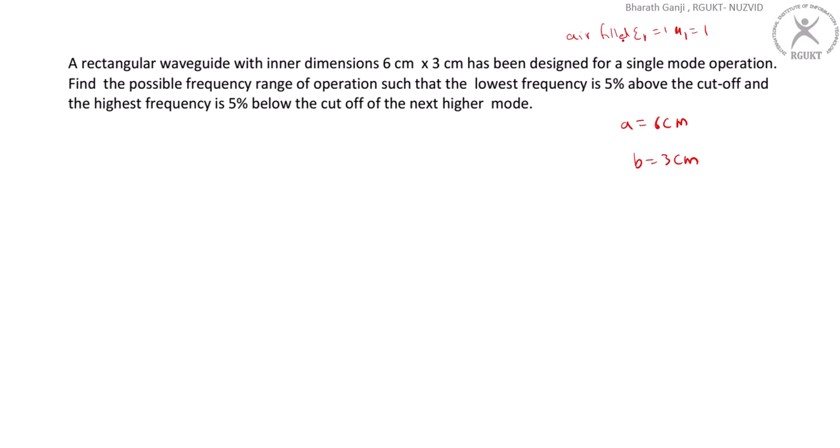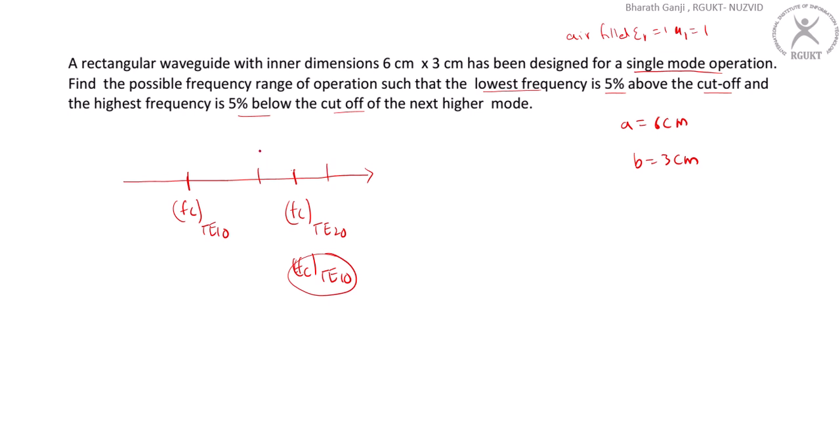If that is the case, the question asks: in order to have a single mode of operation, find the possible frequency range of operation such that the lowest frequency is 5% above the cutoff and the higher frequency is 5% below the cutoff of the next higher order mode. For a rectangular waveguide, the first cutoff frequency occurs for TE10 mode, and the next cutoff frequency can occur either for TE20 mode or for TE01 mode. It will be TE01 if the dimension B is less than a by 2, and TE20 if B is greater than a by 2. If B is exactly equal to a by 2, then they will be equal.